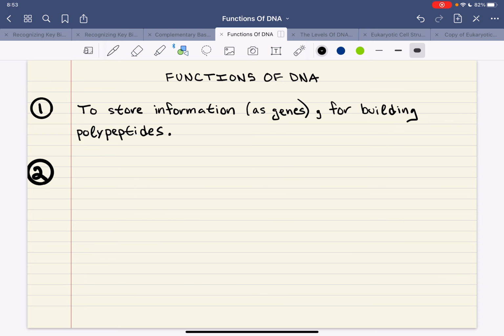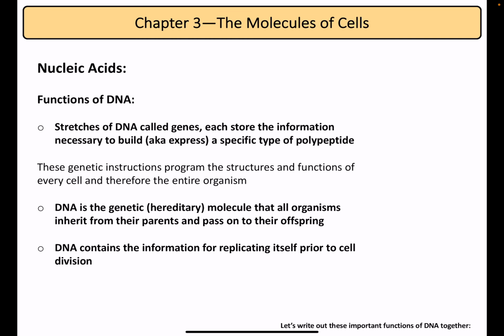So let's go back. Now I want to say one more thing about the first function. These polypeptides, remember, proteins are so important. They do everything. They're responsible for all of your functions, all of your structure. So we can therefore say that these genes, this DNA that codes for those proteins, programs and holds the information for all of the structures and functions of your entire body and each and every one of your cells.